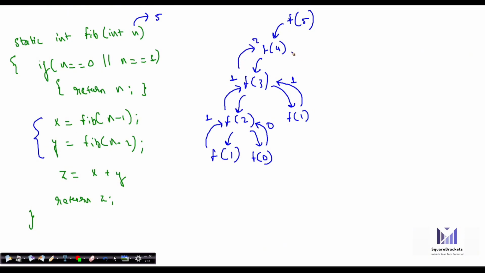2 is returned. Now it calls f4. F4 calls f2, and f2 calls f1 and f0. Now, isn't it? We have already implemented this. Just look at this thing.